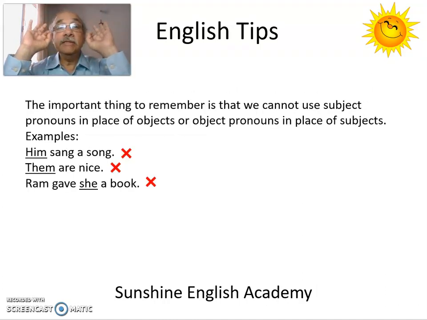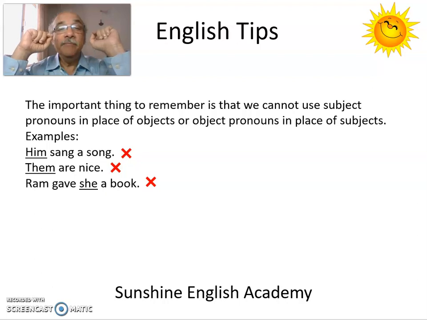Now, the important thing to remember and understand is that we cannot use subject pronouns in place of objects or object pronouns in place of subjects. For example, him sang a song. Now, him is an object pronoun. It cannot come here because this is the place of the subject. We have to say he sang a song.